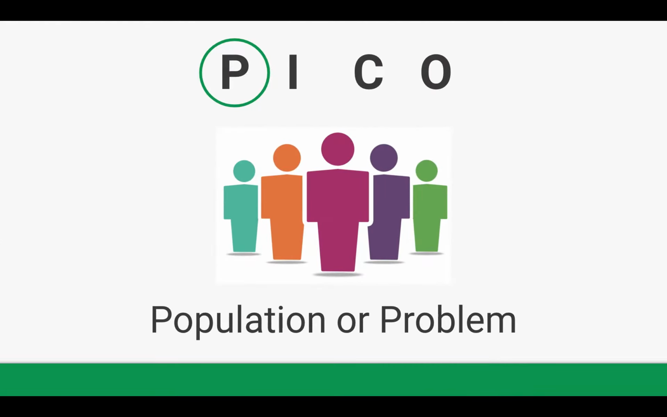So in more detail, P for population or problem. You're trying to determine the specific characteristics of your population or patient, or what is the problem, condition, or disease you're interested in researching. Use as much of this information in your research question as possible. For example, is your population defined by age, sex, health condition? Make sure to include those.